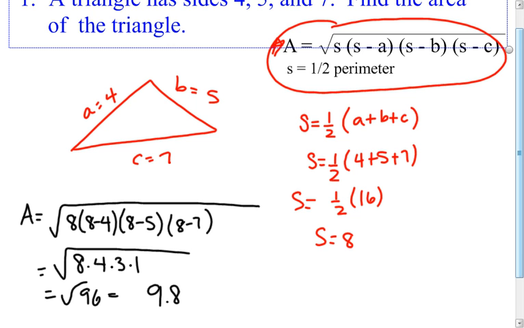I did not give you any units, so I'm just going to call this units squared when I find my area. I didn't give you inches or centimeters or anything like that. So 9.8 units squared.